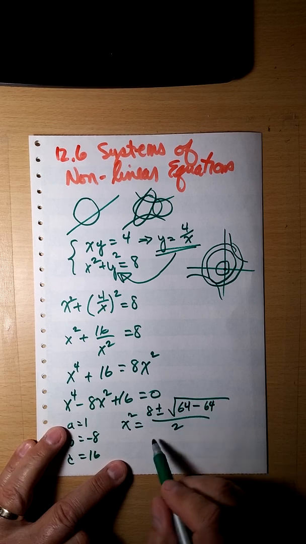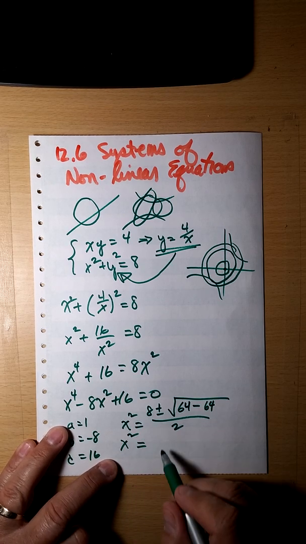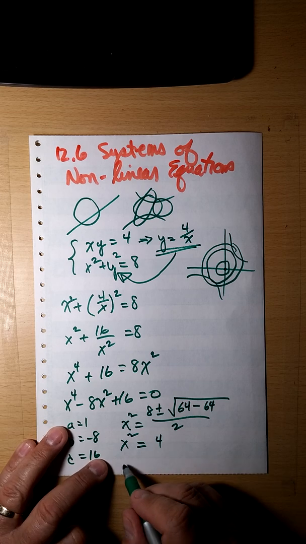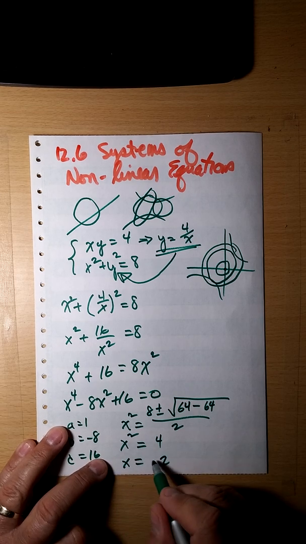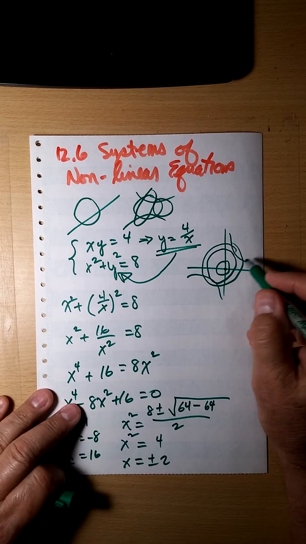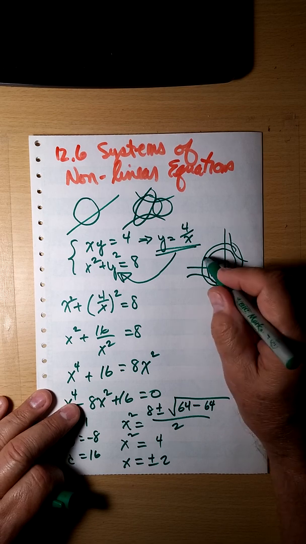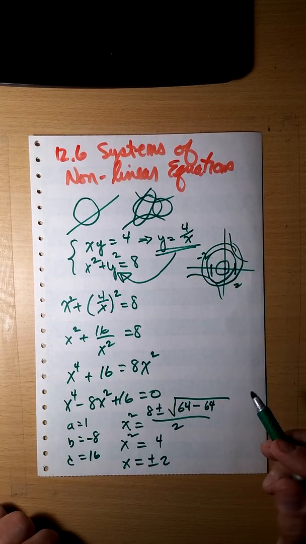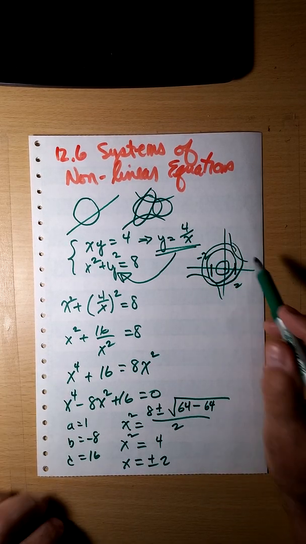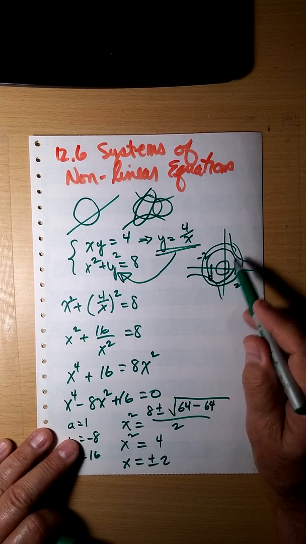Well, that square root is not going to make any difference. X squared is going to equal then 4. So x is not just 2, but plus or minus 2. Plus 2, minus 2. So I still don't know if it crosses twice, but if it only gives me 2 points, then probably it's just touching right here.